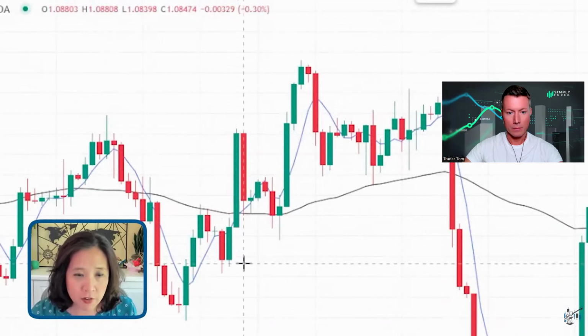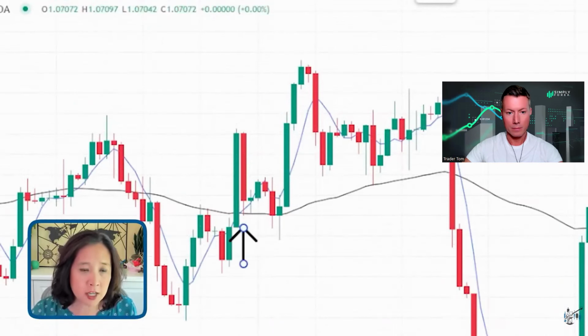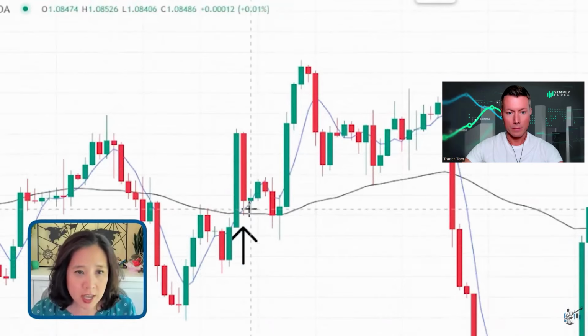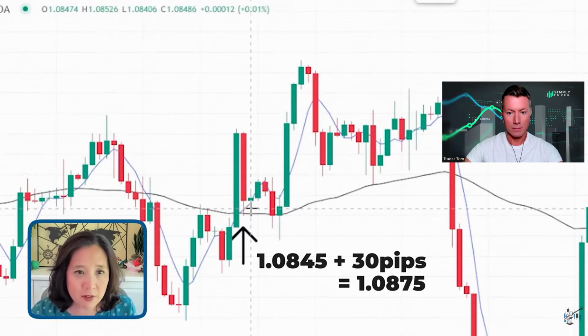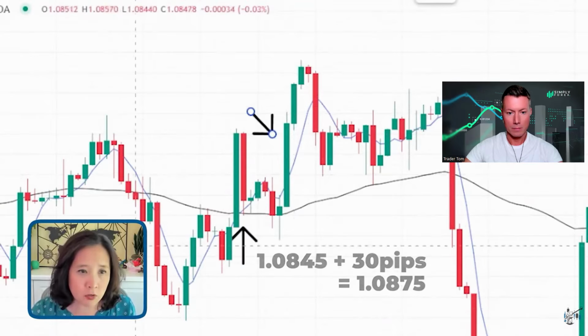The setup where the 5 crosses above the 50 happens here. And then we go along the next candle, pretty much at 108.45, plus 30 pips is 108.75. So we're exiting the first half of the position here and the second half somewhere over there.